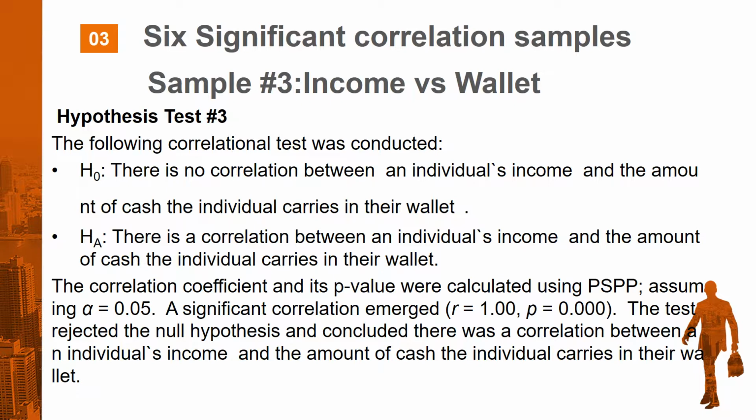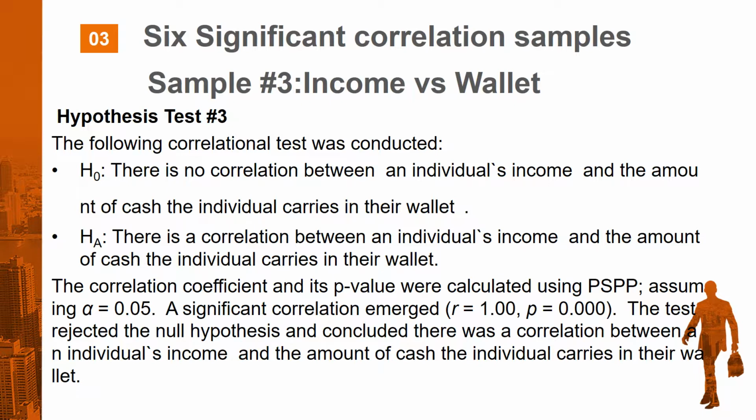Again, we used our PSPP to compute our values, and we maintained our alpha value of 0.05. We saw a significant correlation here, a very strong one with an absolute value of 1.00, saying that there is a very strong relationship between the amount of money that an individual carries in their wallet and the income that they have.